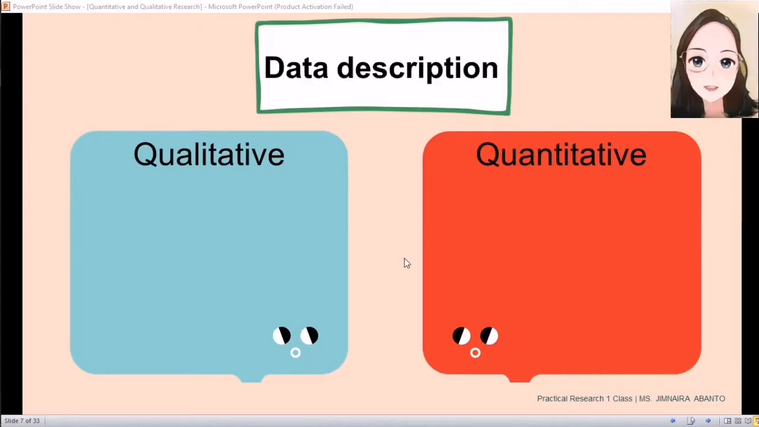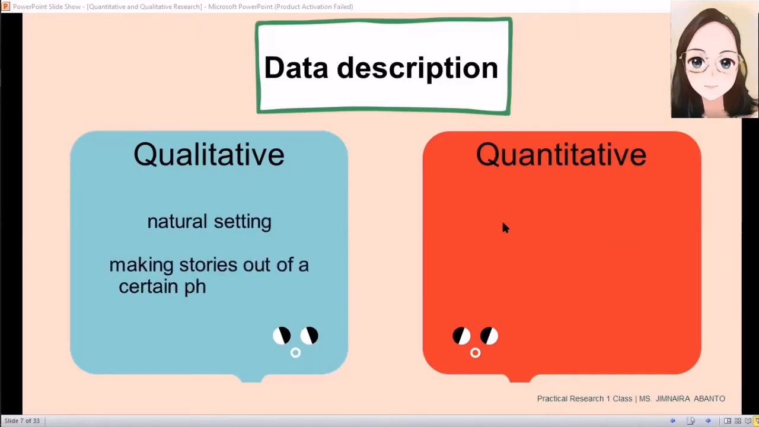In terms of data description, in qualitative research, natural setting, making stories out of a certain phenomenon. So quali is making kwento out of a certain phenomenon. Open-ended questions are used. So pictures, words, sentences, paragraphs, compositions, narration, and short stories are used in qualitative research.